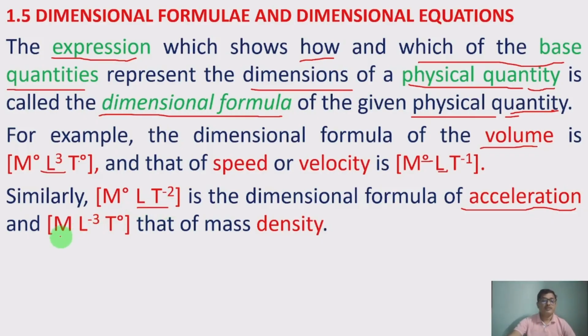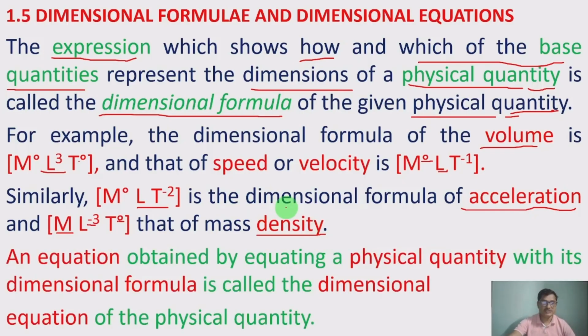Then within the square bracket, M to the power 1, L to the power minus 3 and T to the power 0 gives the dimensional formula of the mass density. Density is the mass per volume. Like this we can represent the dimensional formula for some physical quantities.